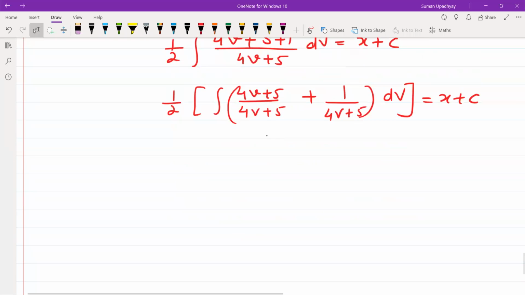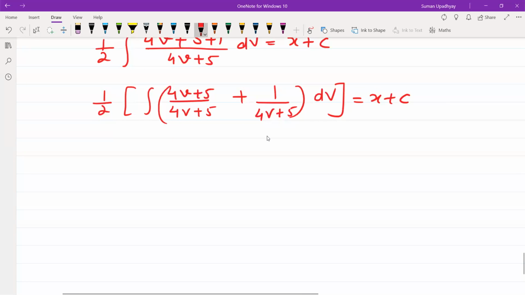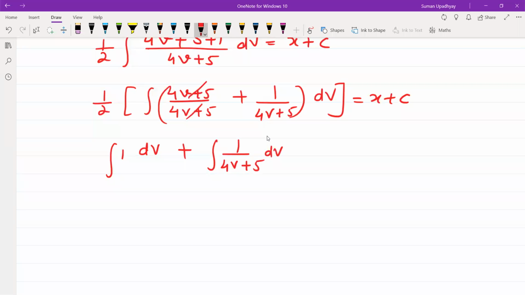Now you integrate them individually and you will get half. I'll take this half to the other side. So 4v plus 5, 4v plus 5 will get cancelled. It will be left with 1. Integrate 1 with respect to v plus integrate 1 upon 4v plus 5 with respect to v. And I'm taking this 2 on this side. It will become 2x plus 2c.